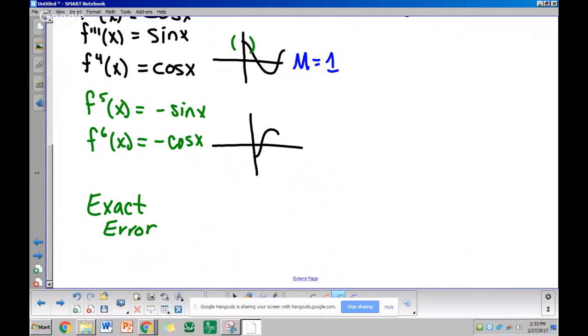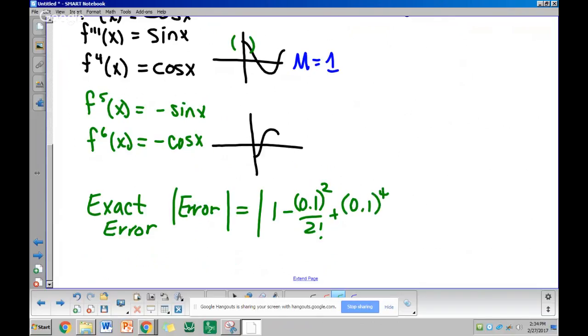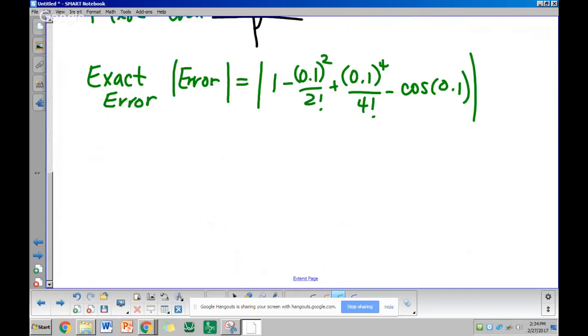The exact error, if I'm using that polynomial, equals the Taylor polynomial that we used, which would be 1 minus 0.1 squared over 2 factorial plus 0.1 to the 4th over 4 factorial, minus cosine of 0.1. Now, do we expect it to be even better here? I do. So this would be the exact error. What would the exact error be? You're going to have to help me with that. I can't do that in my head.